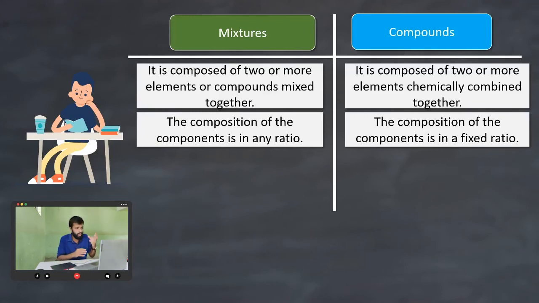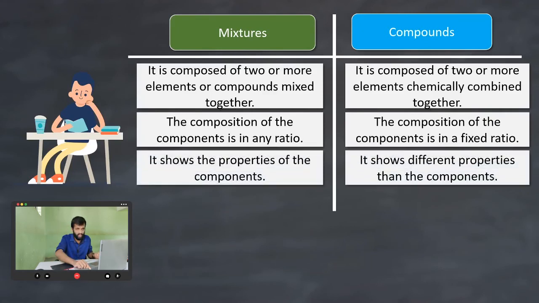For example, O2, that means two oxygen atoms together, will give you the oxygen molecule. But if I take O3, that means three oxygen atoms together, then it gives you ozone. So here how they are combining is different, in a compound. The ratio is very important.